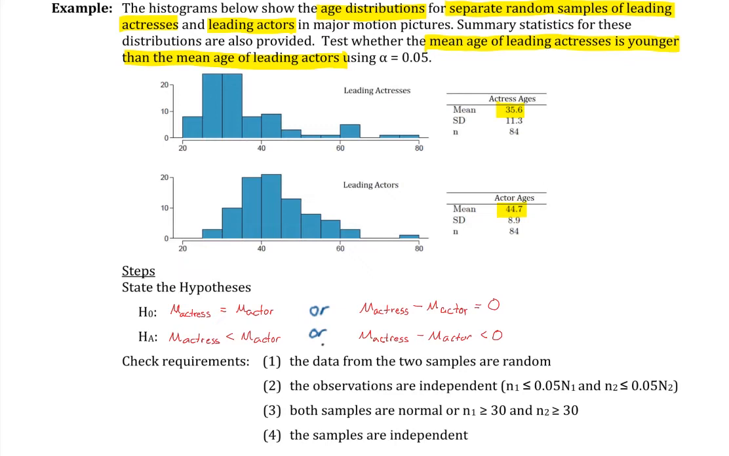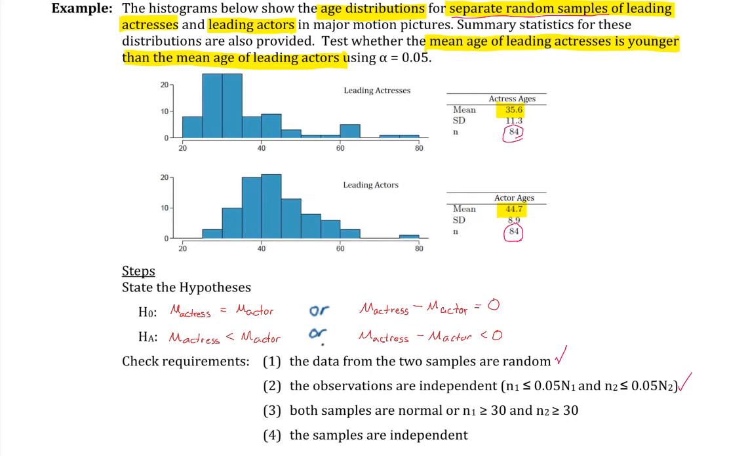Let's check our requirements for using the t-distribution. The data must come from 2 samples that are random. This is stated in the problem, that we're given separate random samples. The observations must be independent, or less than 5% of their respective populations. Here we are told that there are 84 actresses and 84 actors, and I believe this is well less than 5% of all leading actors and actresses in major motion pictures that we've created. So I'm going to say this requirement has been met.